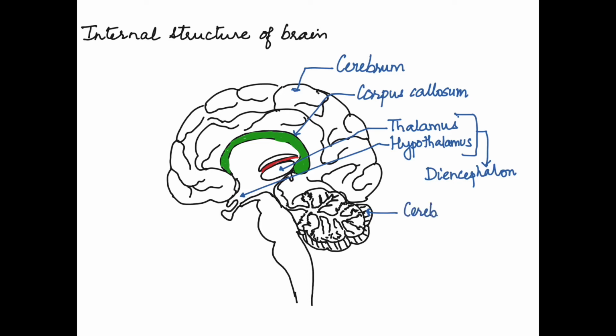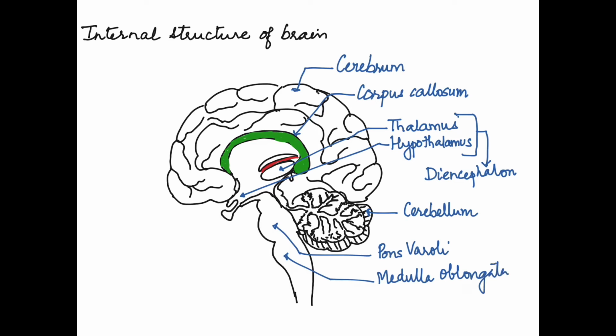Next we label the cerebellum. The cerebellum is located below the cerebrum and is responsible for coordination of muscular activities of the body. Pons varolii is a part which connects the cerebellar hemispheres. Below the pons is present the medulla oblongata. The medulla oblongata contains all the vital centers of the body, like the respiratory centers and the cardiac centers.